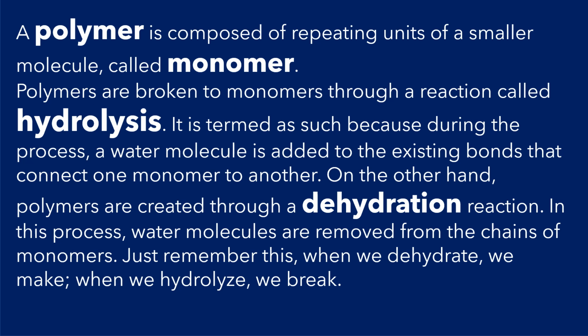So those train cars are the monomers. Polymers are broken down to monomers through a reaction. Remember this term called hydrolysis. It is termed as such because during the process, a water molecule is added to the existing bonds that connect one monomer to another. On the other hand, polymers are created through dehydration reaction. In this process, water molecules are removed from the chains of monomers. So just remember this: when we dehydrate, we make. When we hydrolyze, we break.